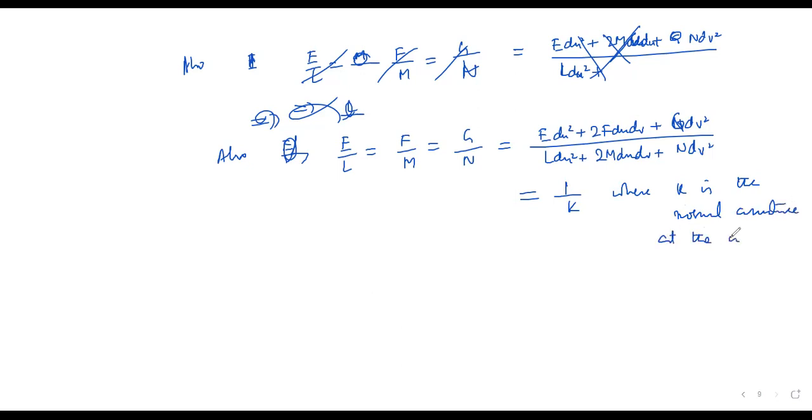This is the same in every direction, so that would give us, simply, we have to substitute the values. Because the ratio is the same, here I used this: if E by L is equal to F by M, then clearly E du square plus F du dv plus ... is equal to L du square plus twice M du dv, right? Because all of this will cancel.